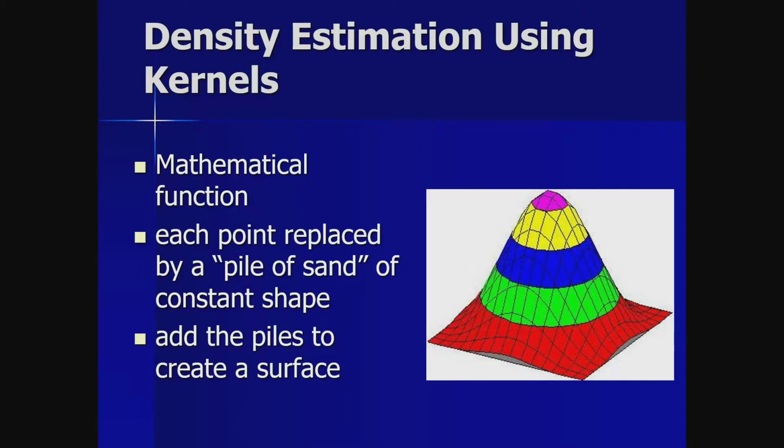So it's not just in or out of the circle. The circle may get a little bit of this mathematical function, which is usually a normal distribution function, and so it gets some of that area, or it may get the whole thing. But we're going to add all those piles up to get the value.